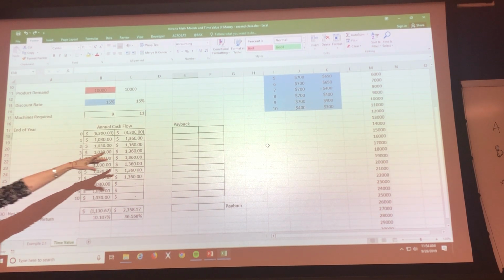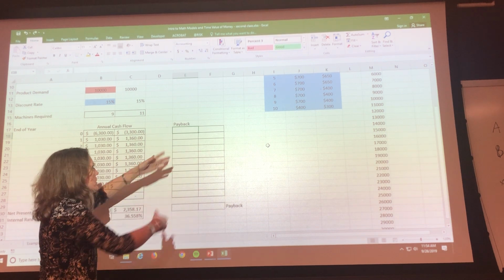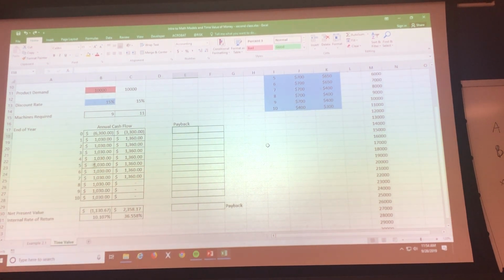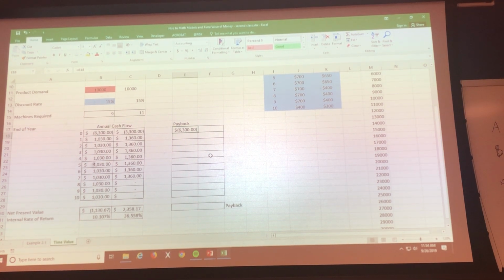Over here, this is gonna be machine 1, machine 2. Over here, you put in for time 0, where are you at the end of time 0, money-wise? Well, at the end of time 0, I'm just referencing cell B18, I'm $6,300 in the hole, right? Because I spent $6,300 and bought these machines, but have yet to begin the production. So at the end of time 0, I'm $6,300 in the hole.